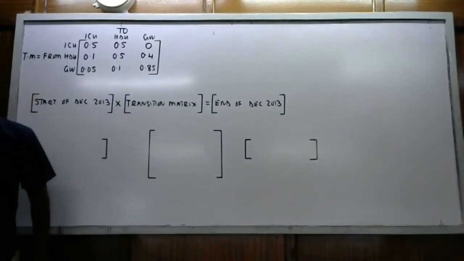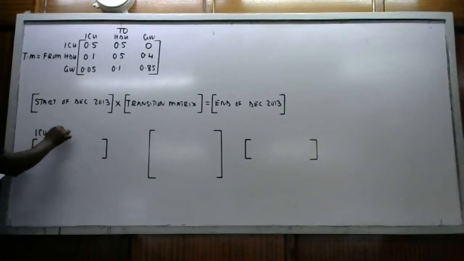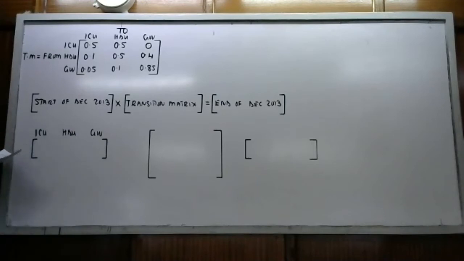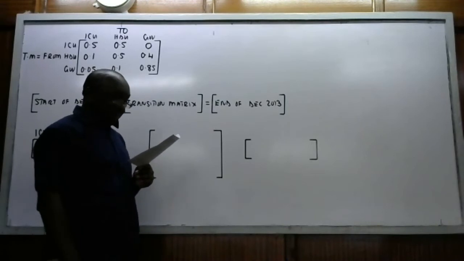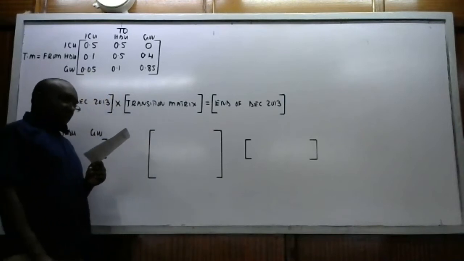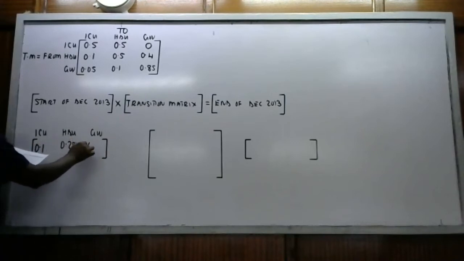We will argue like this. This is the ICU here, high dependency here, and the general ward. Towards the end there, we are told past hospital records indicate that the hospital admits on average 5,000 patients monthly. At the beginning of December, the hospital had 10%, 25%, and 65%. So this is 0.1, this is 0.25, and this is 0.65.